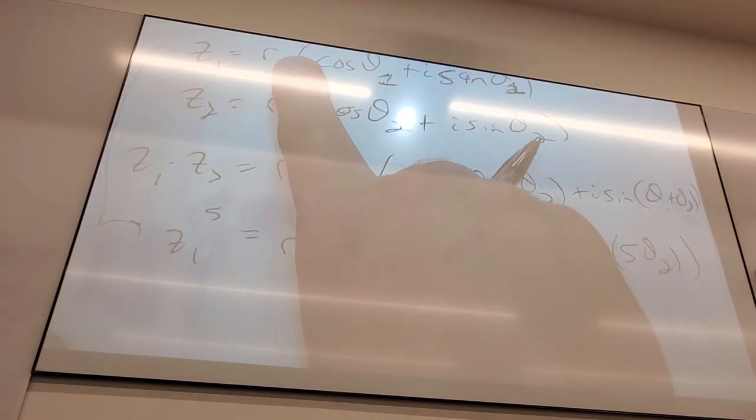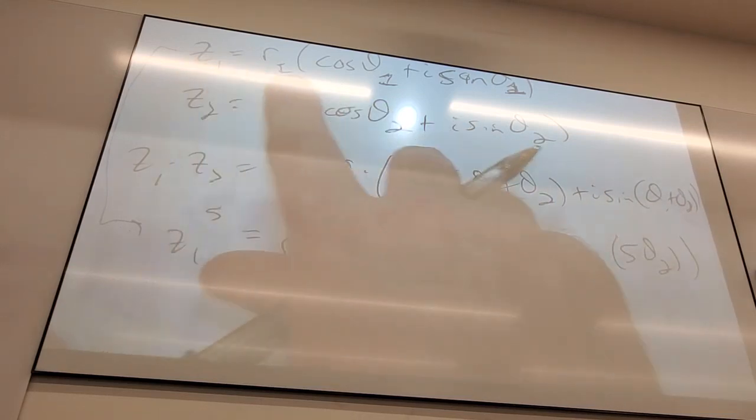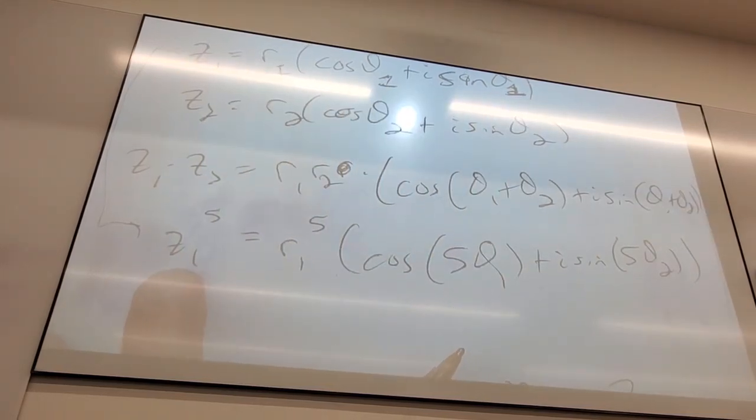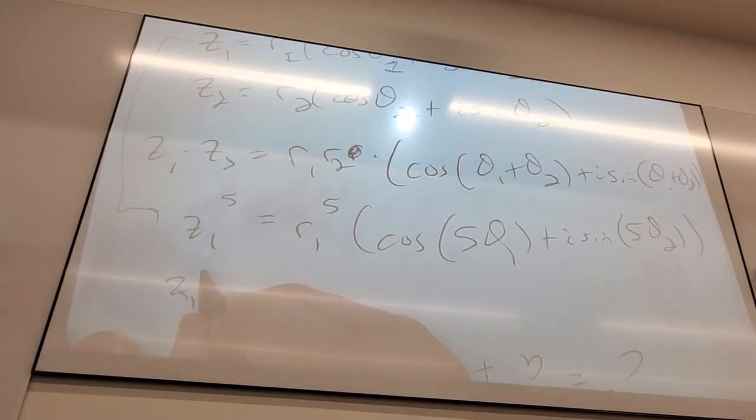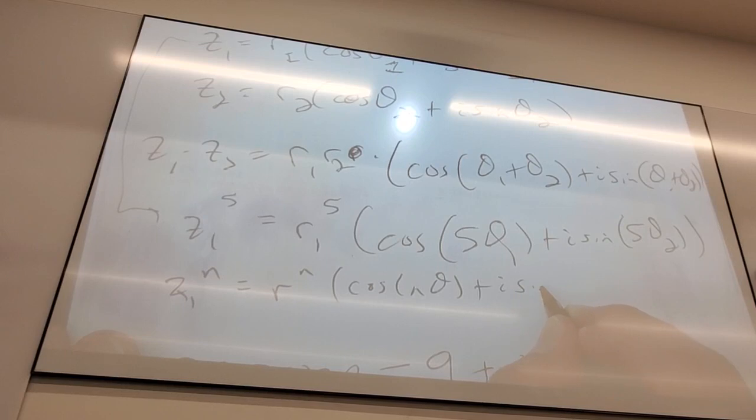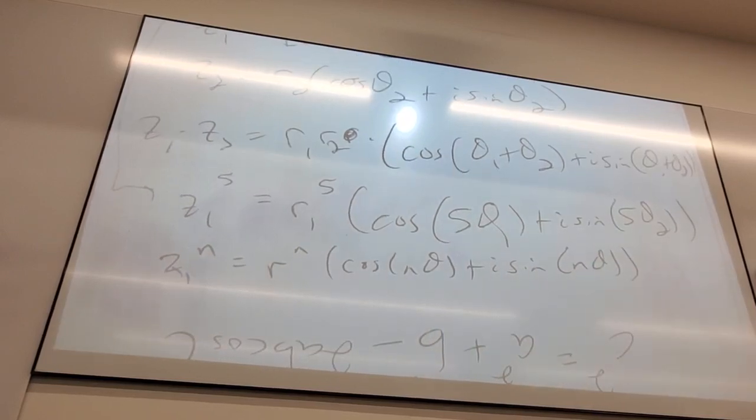So if I multiply two different complex numbers, I add their angles. If I do the same complex number times itself, I add the angle to itself. So z1 to the nth power would be r to the nth, cosine of n theta plus i sine of n theta. That's kind of insane. So that's the extra bit that comes after number 33.